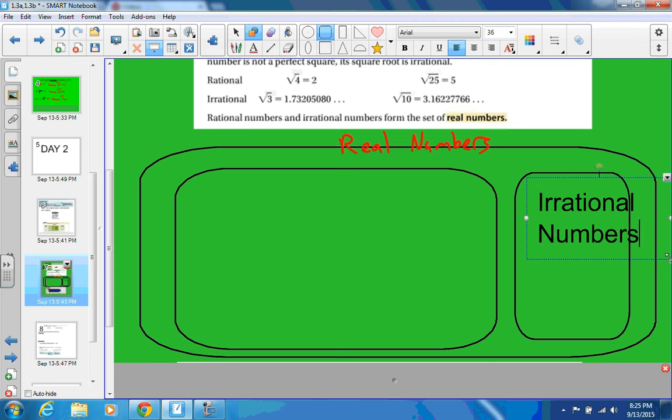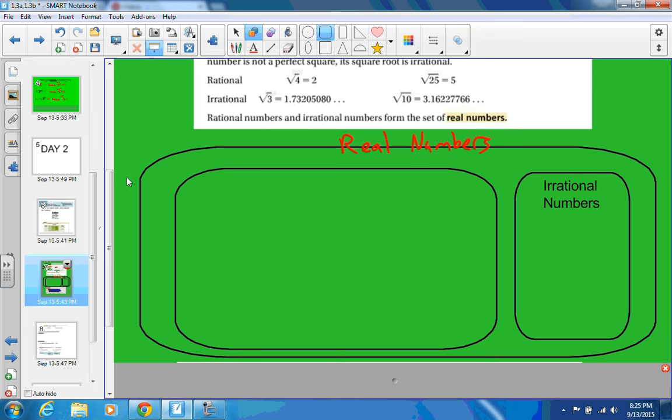And if you remember from just up top, irrational numbers are numbers that go on forever. An example of an irrational number would be pi, so 3.14 and so on. It goes on forever. It's not just 3.14. The square root of 2 would be an example. The square root of 10 would be an example. Those are some examples of irrational numbers.